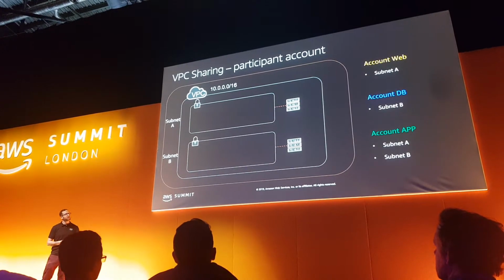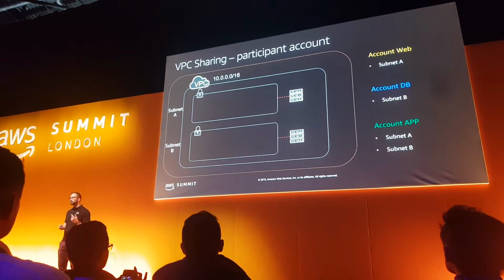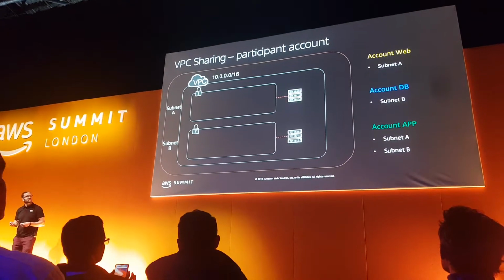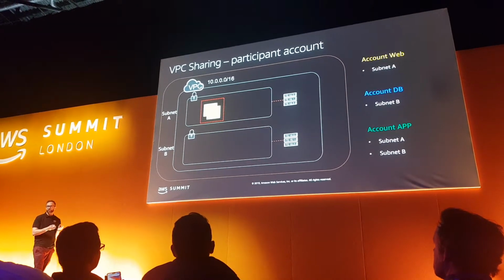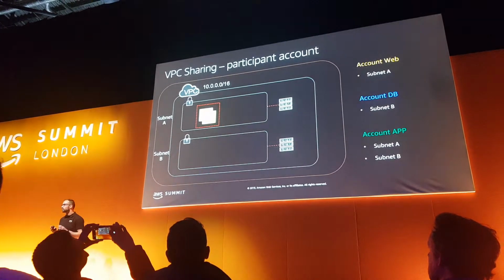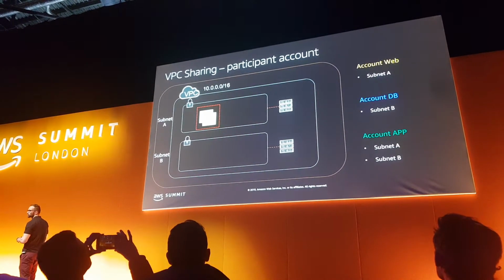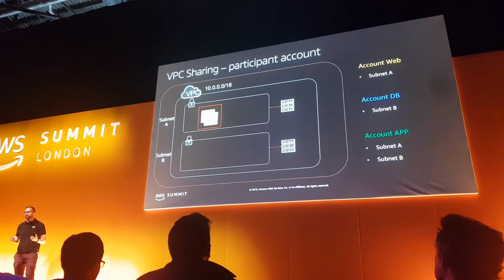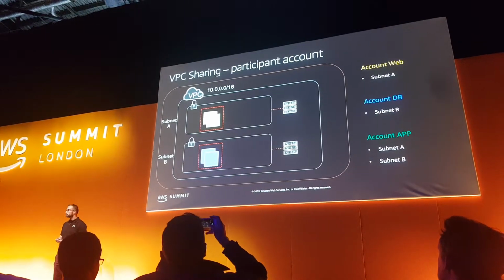So maybe now a web development team has their own AWS account, and they can deploy resources, EC2 instances for example, into a subnet that's been shared with them. And they have full control over that resource, and they can create security groups around their own resource, but they cannot make any changes to the resources that were created by the owner of the VPC. So for example, they can't make updates to the routing table or change network access control lists. And you can share those subnets with multiple accounts.